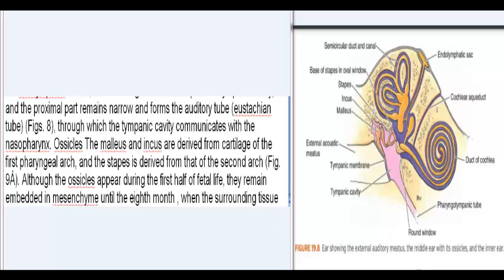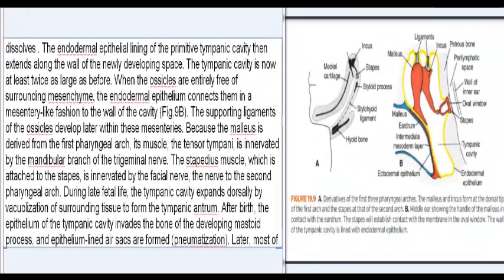the nasopharynx. Ossicles. The malleus and incus are derived from cartilage of the first pharyngeal arch, and the stapes is derived from that of the second arch, Fig. 9a. Although the ossicles appear during the first half of fetal life, they remain embedded in mesenchyme until the 8th month, when the surrounding tissue dissolves. The endodermal epithelial lining of the primitive tympanic cavity then extends along the wall of the newly developing space. The tympanic cavity is now at least twice as large as before.